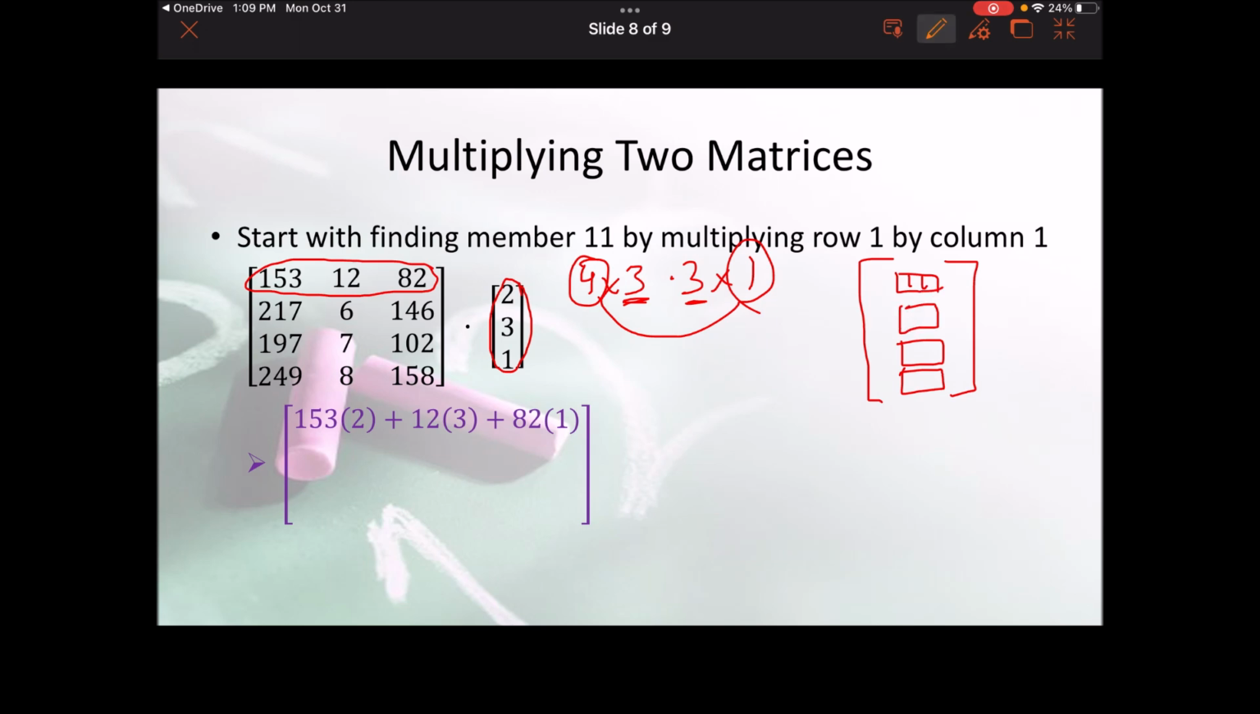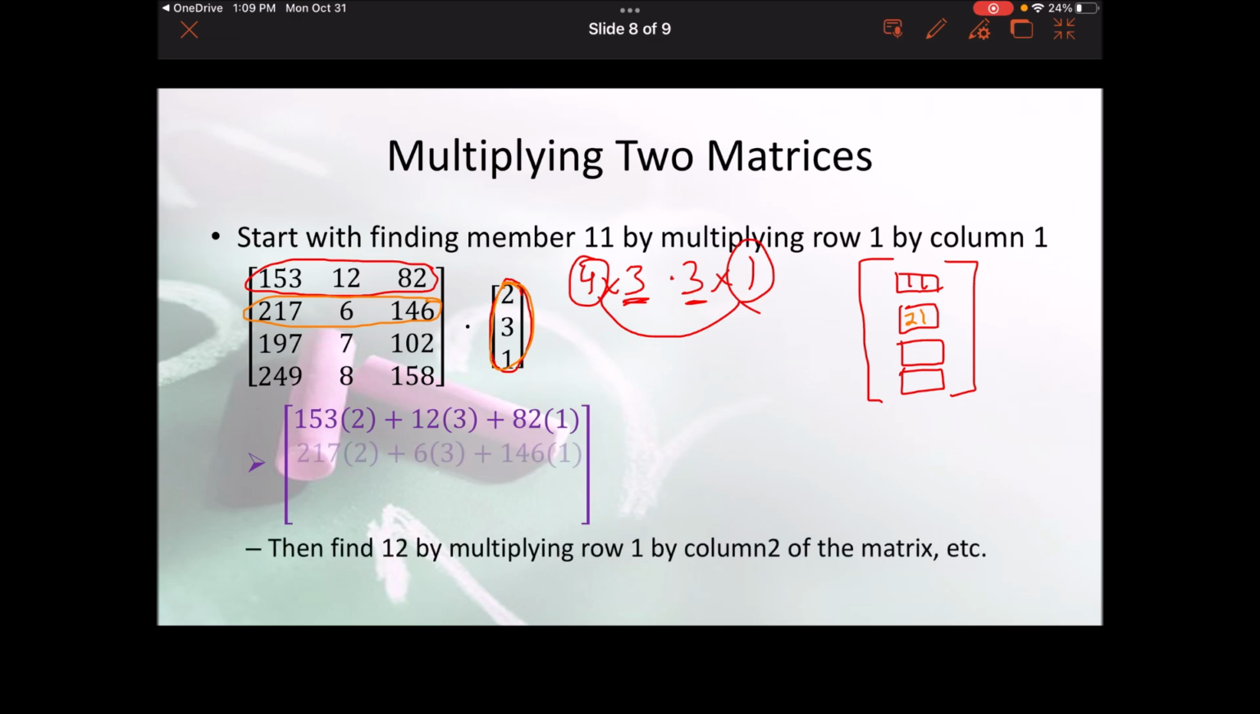If I go with element 2, 1, that means I'm going to take the second row and multiply by the first column, which is the same as before. When I do that, I'm going to get 217 times 2, 6 times 3, and 146 times 1. Remember, 3, 1, I'm going to take the third row of my first matrix and multiply by the first column of my second matrix. So that's going to give me 197 times 2, 7 times 3, and 102 times 1.